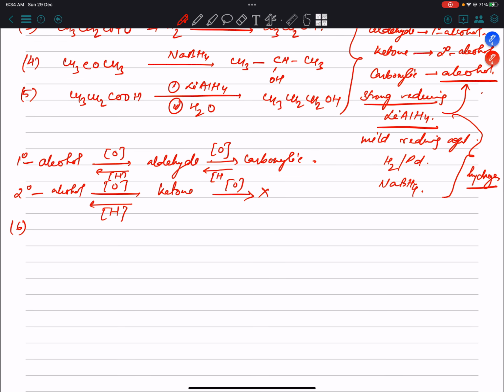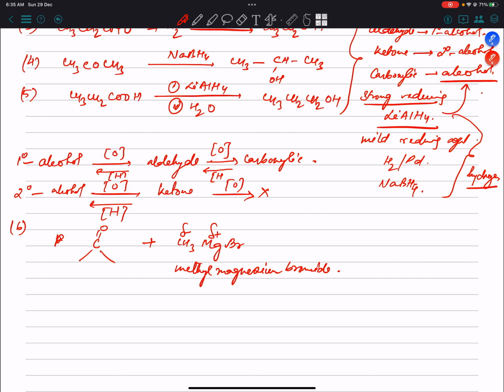The next reaction is when an aldehyde or ketone reacts with Grignard reagent. Say I am taking here methyl magnesium bromide. Grignard reagent has a polar bond between magnesium and carbon. Magnesium is del plus and carbon is del minus.